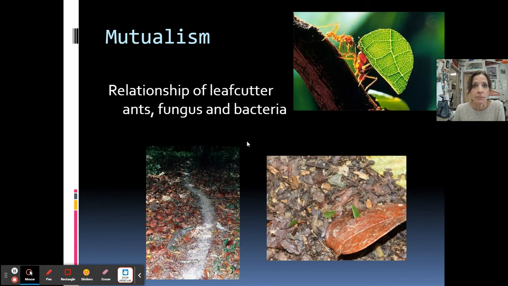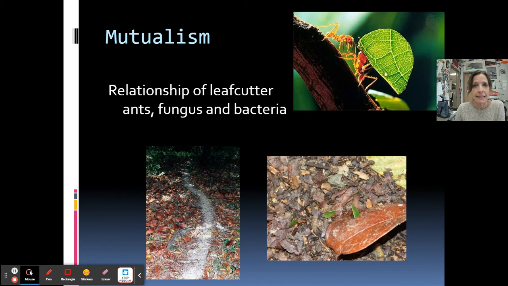Another really cool interaction is between leafcutter ants, fungus, and bacteria. I didn't take this picture, but I did take these, and so you can see that the leafcutter ants make this path, huge numbers of them just going through the forest, and they're so strong. So they're carrying these leaves back to where they live, to their nest. They have antibacterial chemicals on them, and so they grow a fungus.